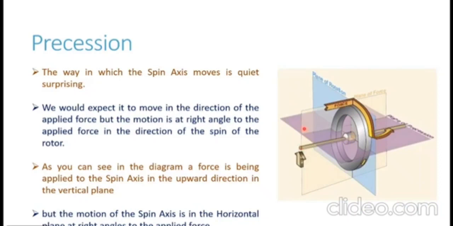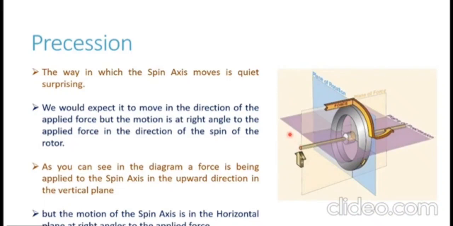What the spin axis is going to do is, see, it is rotating clockwise. So it will move in such a way as if this force has been turned by 90 degrees in the direction of spin. So if it was being applied in this particular way, the rotor is moving clockwise, it will move as if the force has been turned 90 degrees and it is being applied in this particular direction, like this.